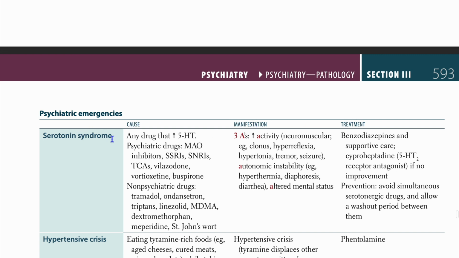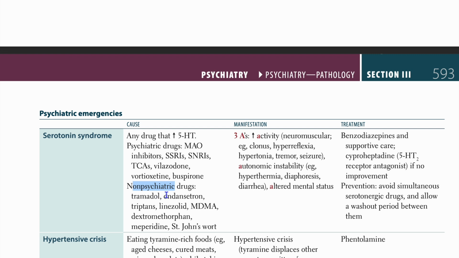So for serotonin syndrome, the causes are any drug that increases 5-HT. Psychiatric drugs are MAO inhibitors. It's the one with "lean" in it, or LINE, because you mow the lawn in a line, right? SSRIs and SNRIs, TCAs, vilazodone, vortioxetine, and buspirone.